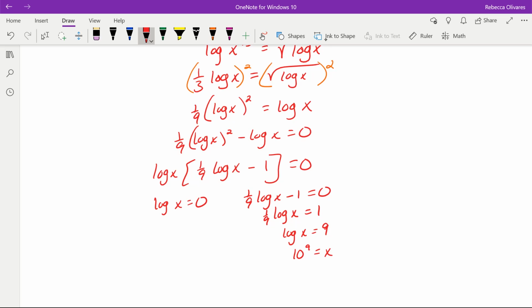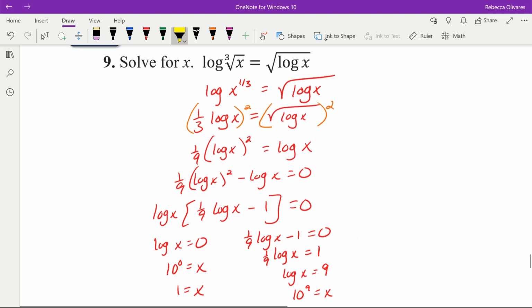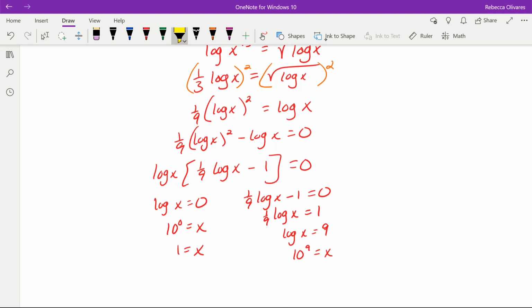And then over here, log of x equals 0. That means 10 to the 0 is equal to x. Well, of course, 10 to the 0 is equal to 1. So one of your answers is 1, and the other answer is 10 to the 9th. We should go back up and check for extraneous solutions. Well, these are both positive quantities, and when you plug those into the logarithms, they're still going to be positive, so they are both solutions.